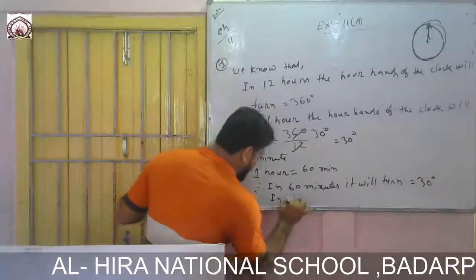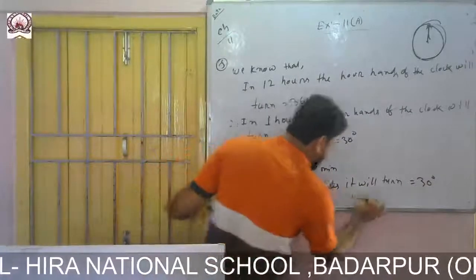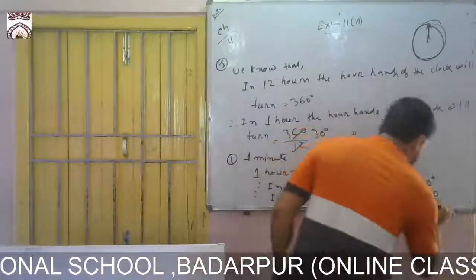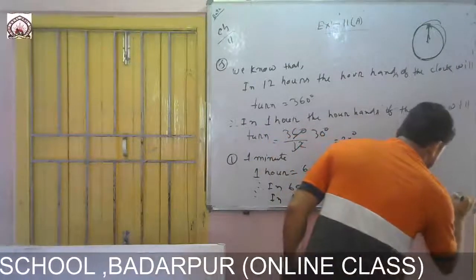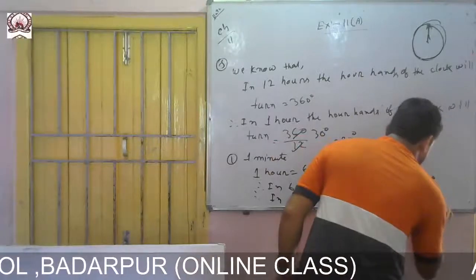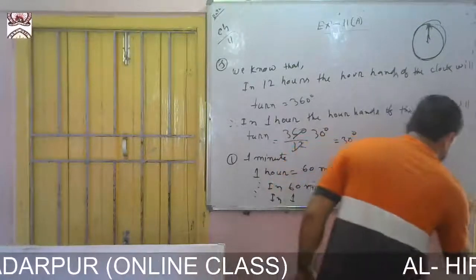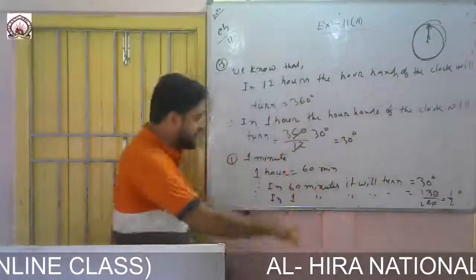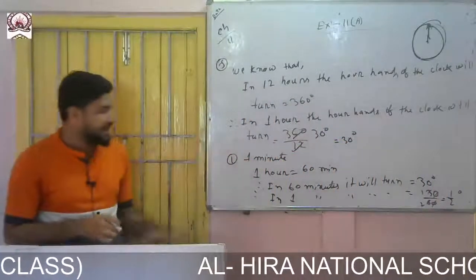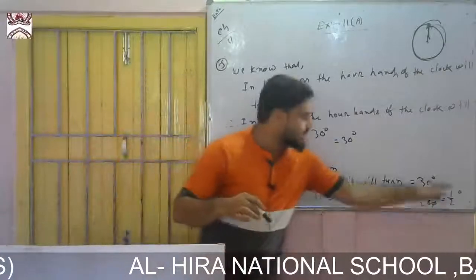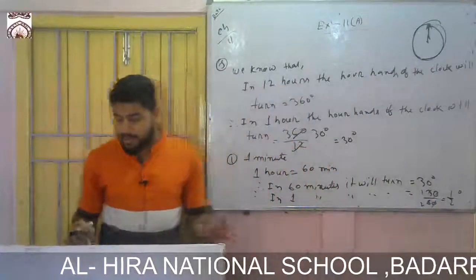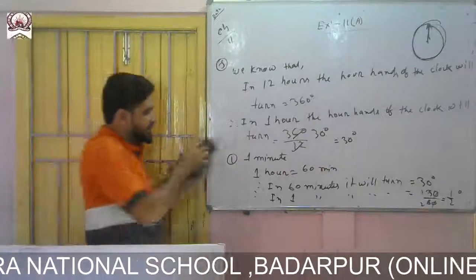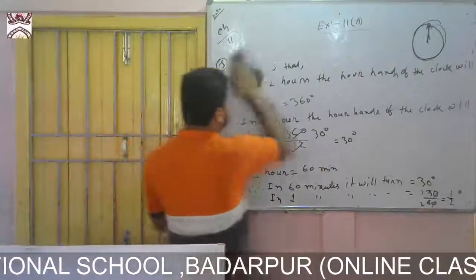Therefore in 1 minute it will turn 30 by 60. 0 0 cancel, 3 1s are 3, 3 2s are 6, so 1 by 2 degree. That means in 1 minute it turns 1 by 2 degree. Now you can find all. In 10 minutes how much will it turn? Yes, you can write like this.